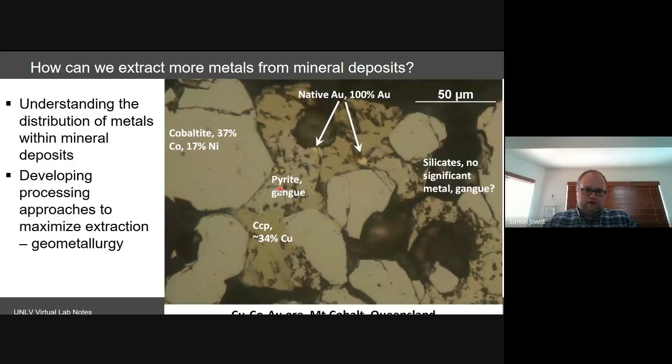And we can look at the rocks in detail. This is a mineralization from Australia, but here we're looking at different minerals, their contents of different elements, understanding how we can actually process these ores to enable the extraction of the metals we're interested in. So this is developing processes to maximize extractions. This is what we call geometallurgy, which is a burgeoning branch of research between economic geology and mineral processing.